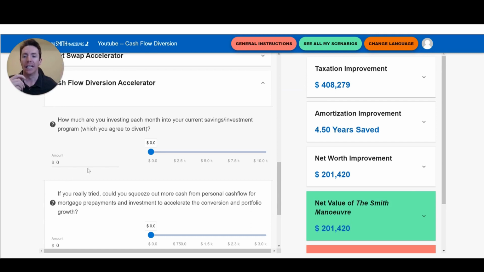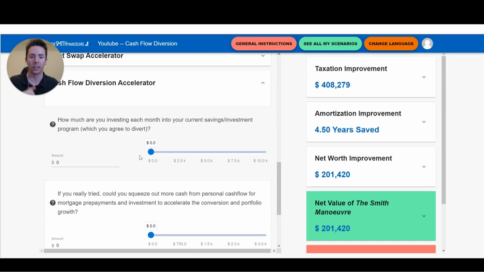Okie doke. So let's say there's a couple different options here. We can, how much are you investing each month into your current savings plan that we can maybe divert through the Smith Manoeuvre first? So maybe we're investing $100 a month and we want to, or maybe it's $500. We only want to take $100 through our Smith Manoeuvre first. Look at the changes that we're seeing.